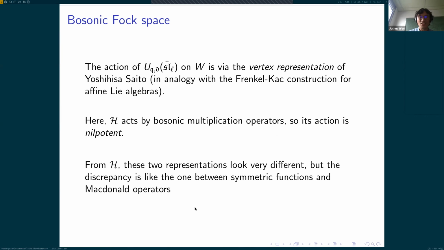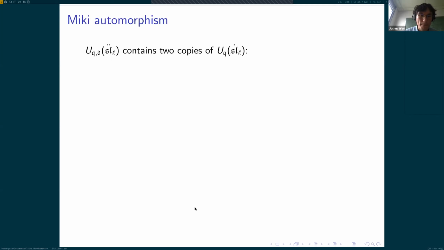So there's no chance that these two representations are isomorphic, but the discrepancy is like the one between just multiplying by symmetric functions and acting by Macdonald operators. So you're off by something like a DAHA Fourier transform. And this is provided by this Miki automorphism.